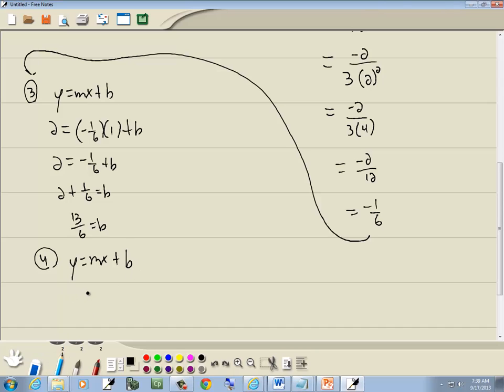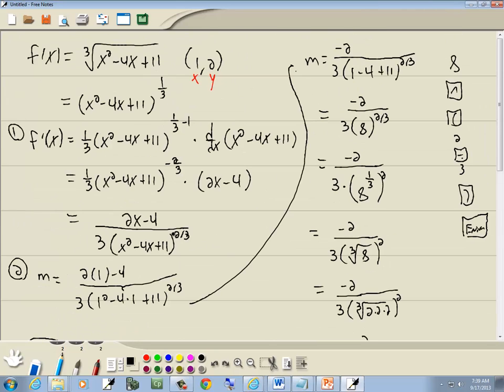Okay, step 4, write our answer down. We're going to plug in the m we found in step 2, which is negative 1/6. We'll plug in the b we found in step 3, which is 13/6. And our answer will be y is equal to negative 1/6 x plus 13/6.